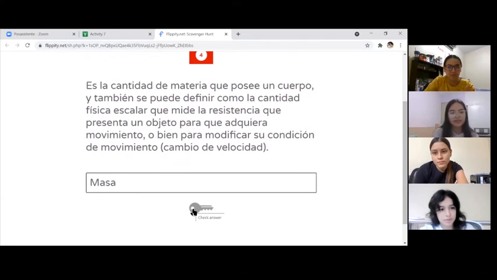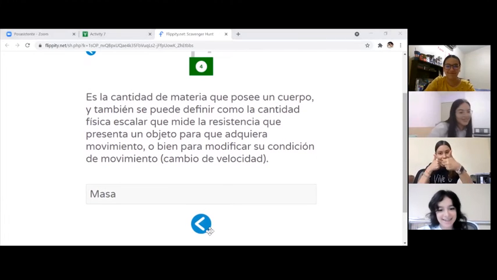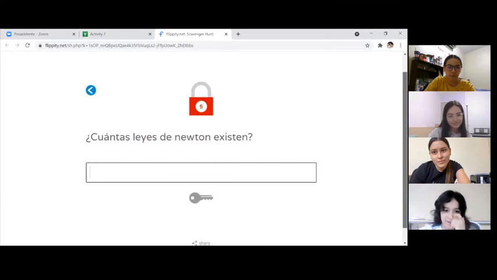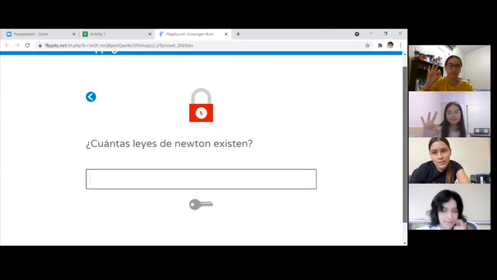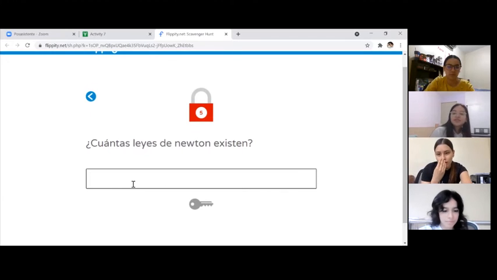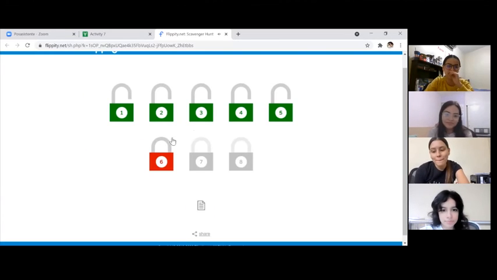The same thing, I think. Okay, the third one. How many laws are there in Newton? 3. They are 4, right? I think they are 4. The teachers, like the math teacher, told us that they were 4, but we have only seen 3 in class. 3. So maybe.